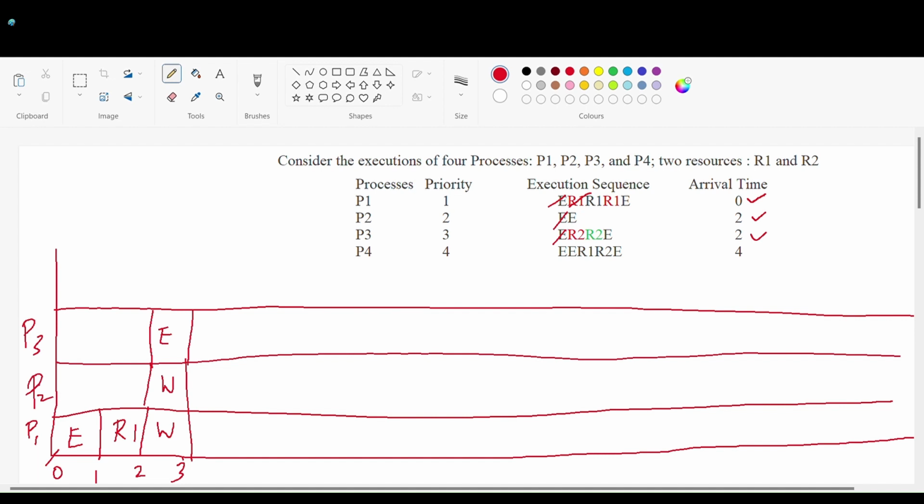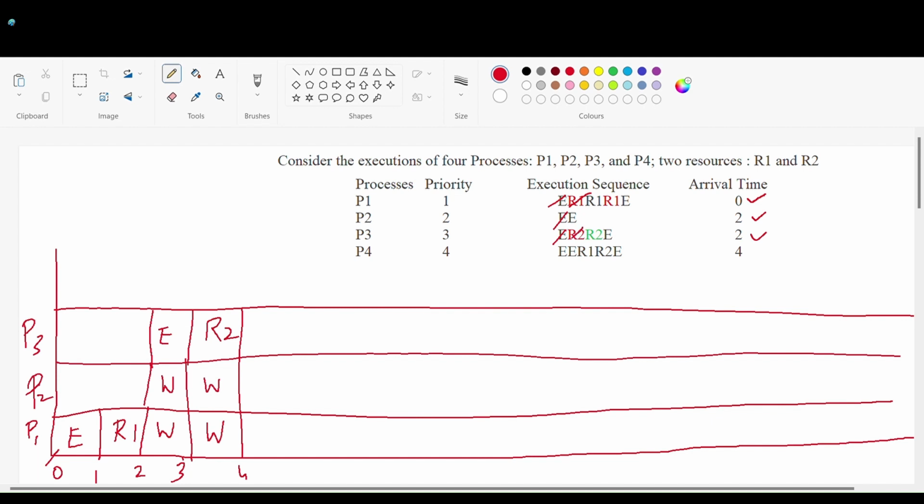Now P3 will execute again because no other process enters the system at 3. So P3 will execute R2, up to 4. And P2 will go to the waiting state and P1 will go to the waiting state.